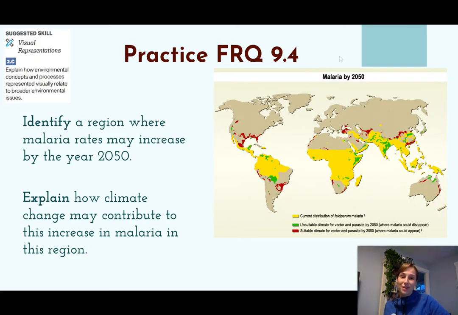All right, so this is going to be your practice FRQ for 9.4. I want you to look at this diagram here, which, if you notice the title, says malaria by 2050. I want you to identify a region where malaria rates may increase by the year 2050. Make sure that you're paying attention to the legend down here. So again, identify a region where malaria rates may increase by the year 2050. Then explain how climate change may contribute to this increase in malaria in this region. That is going to be your practice FRQ for 9.4, and those were your notes on 9.4.